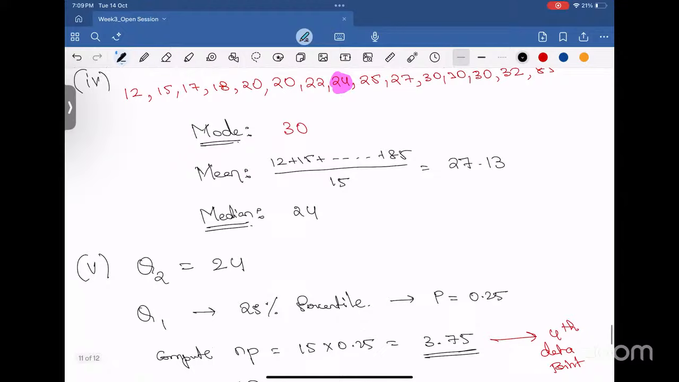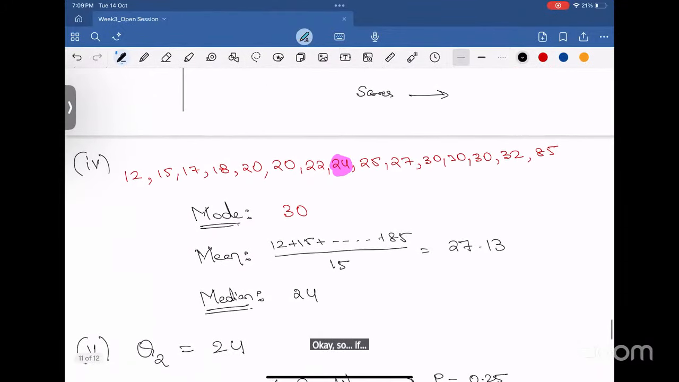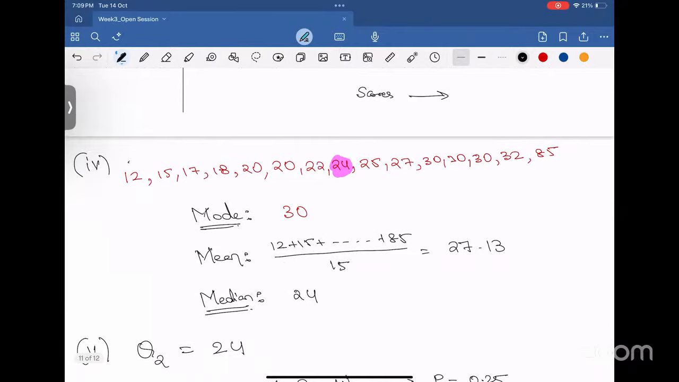Okay, so if the fourth data point is Q1, without computing, can you all say which data point will be Q3?